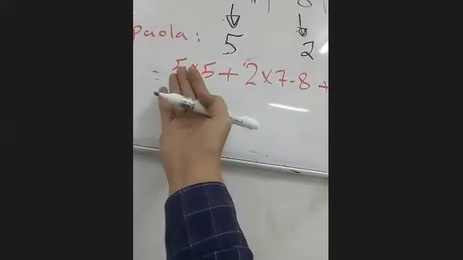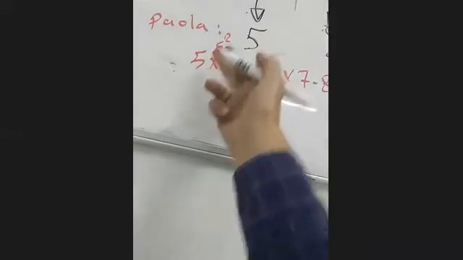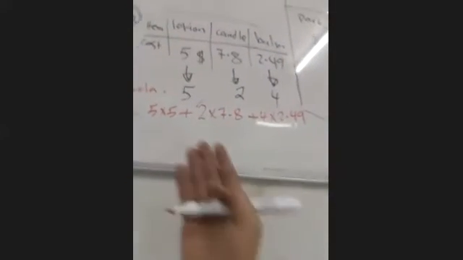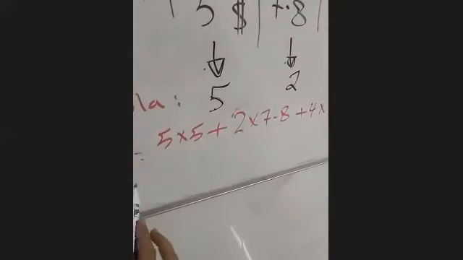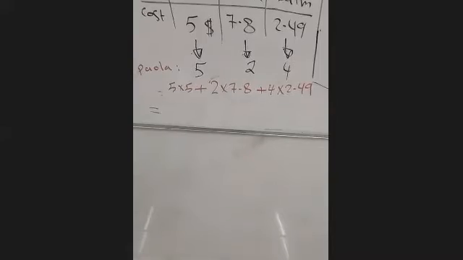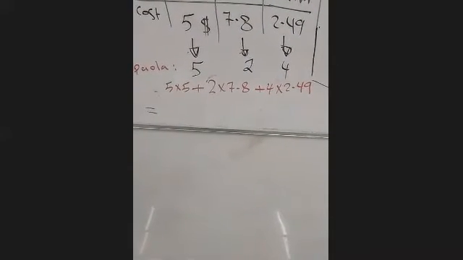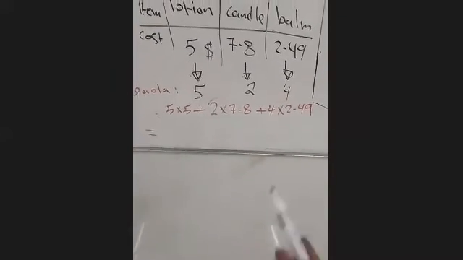In the book, they wrote 5 by 5 as 5 power 2. It is the same. 5 power 2 is the same as 5 by 5. Now, this is the expression for how much Paula will pay. Now we want to find the answer. Do we have parentheses, Shukri? No. Do we have exponents? No. So what will we do now in the order of operations?